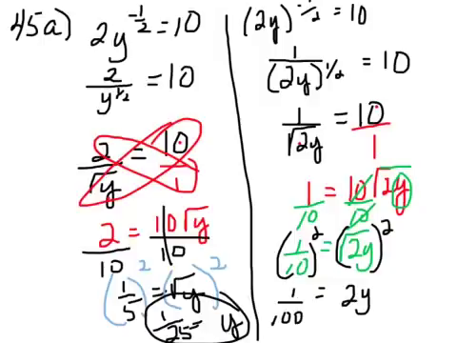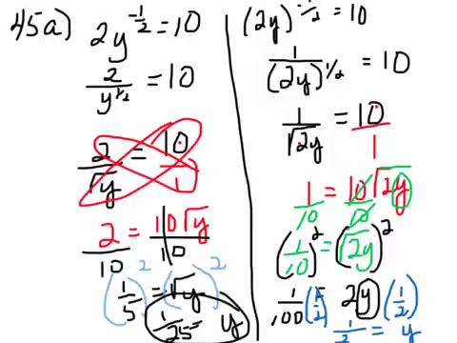Now if I want to get y by itself, I could divide both sides by 2, but wouldn't it be easier if I just say I'm going to multiply by 1/2? Because 2 times 1/2 would be 1. So if I do it to one side, I do it to the other side. I end up getting y is 1 times 1 is 1 on top, and 100 times 2 is 200. So that's what I end up getting for the B part. This is my answer down here.